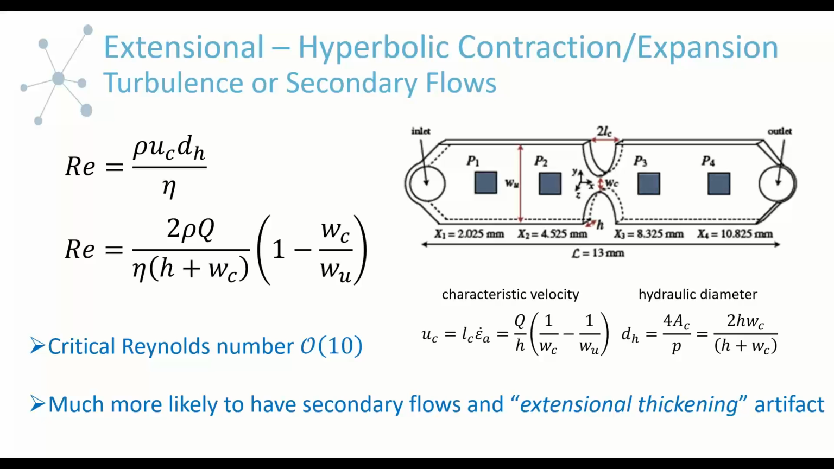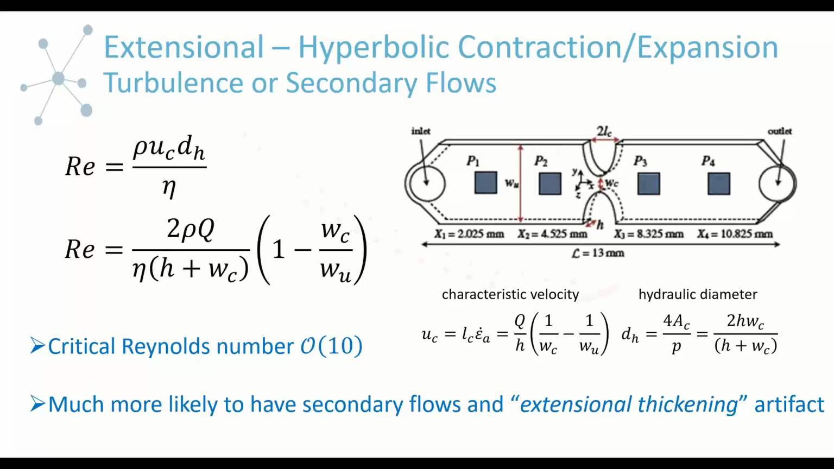Okay, so unlike the uniform channel where our critical Reynolds number is on the order of, say, 2,500, the critical Reynolds number in the extensional channel is significantly lower, somewhere around order 10. So as we approach a Reynolds number of order 10, we may potentially start seeing these secondary flows. The most common manifestation of this type of artifact is that it looks like extensional thickening. It looks like the viscosity is increasing with extensional rate, when in reality that's not likely the case. But what happens is these secondary flows, such as vortices or eddy currents, actually add an additional contribution to the stress. It's not the nature of the fluid, it's the nature of the flow field.